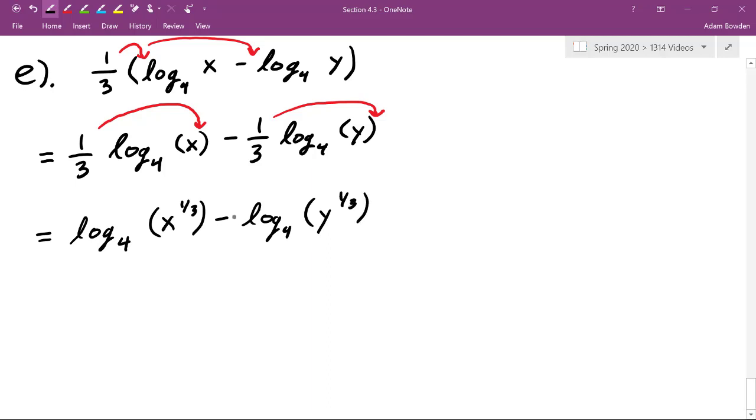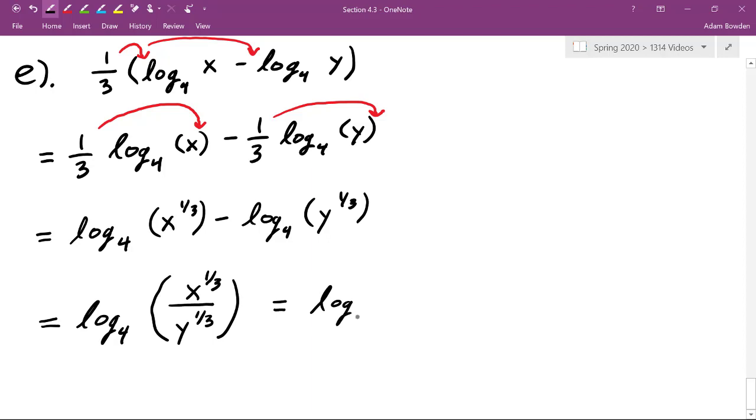Now since these are subtracted, we can combine them back together again using the quotient rule. Log base 4, and then on the inside we have x to the 1/3 on top and y to the 1/3 underneath. And now for my last step, since these are fraction powers, usually we'll change them back at the very end to the cube root. So cube root x divided by cube root y.